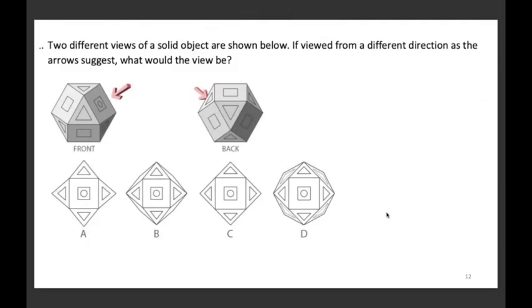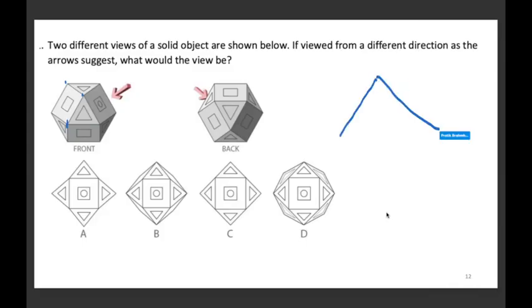2 different views of a solid object are shown. If viewed from a different direction as the arrow suggests, what would be the view? You're given a 3D figure here and the arrow is shown here. When we look at this 3D from the arrow direction, what will we see? In this case, when I look from the direction of the arrow, what we find is this and this, along with this, are on the same plane. So they will look like an edge completely.